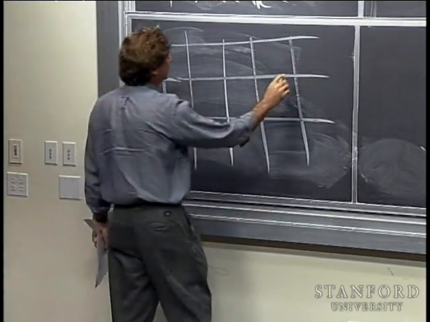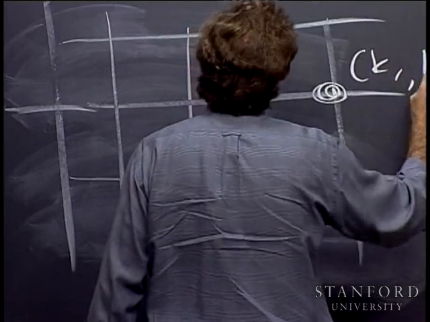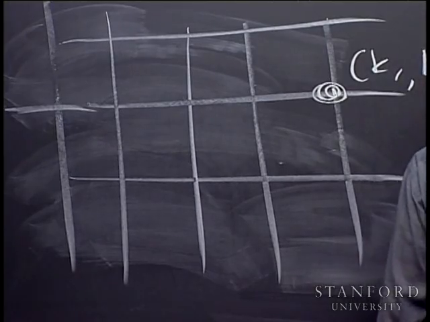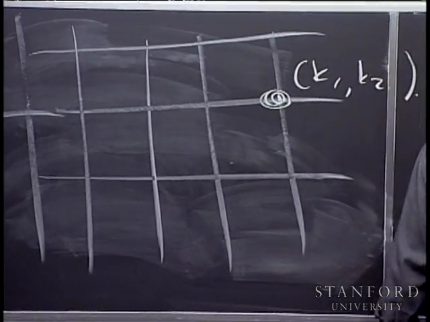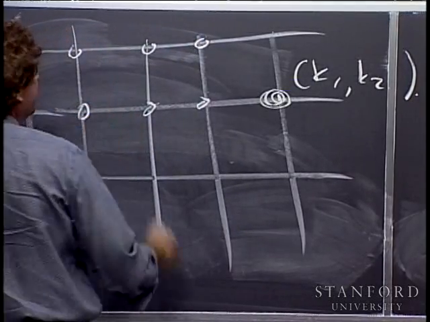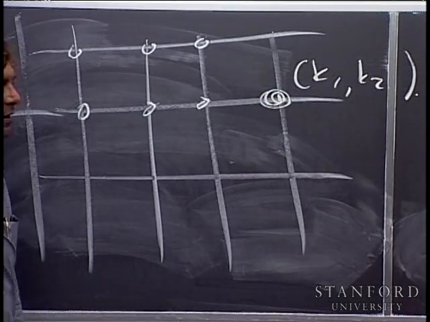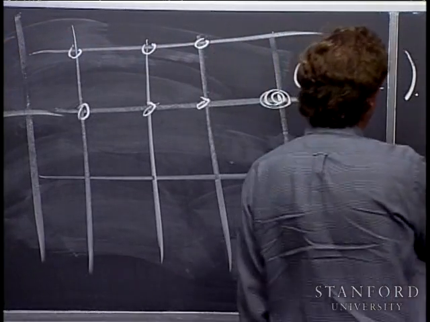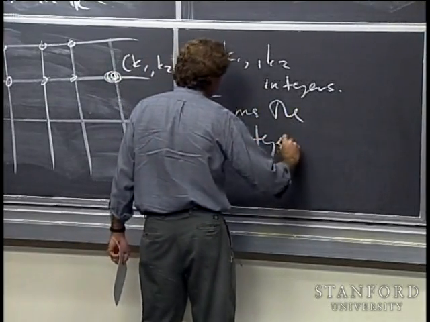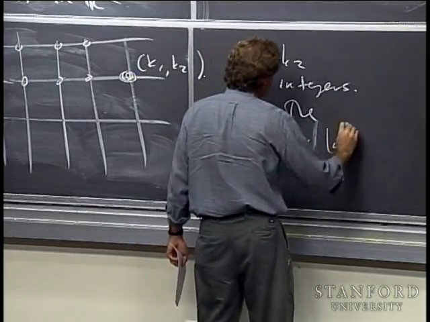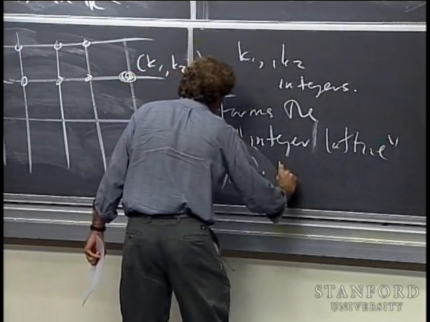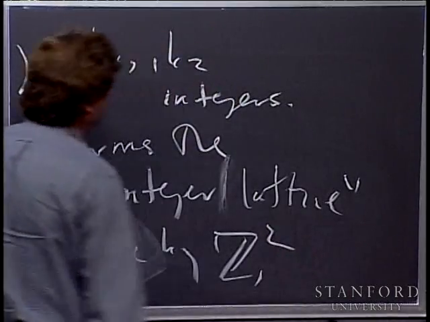All right, so a grid point here has coordinates k1, k2, where k1 and k2 are integers. All these points are said to form a lattice. That's not an unfamiliar term. So this forms what's called the integer lattice in the plane. And it's denoted by Z2, a boldface letter Z.